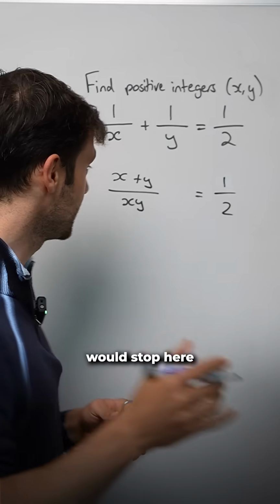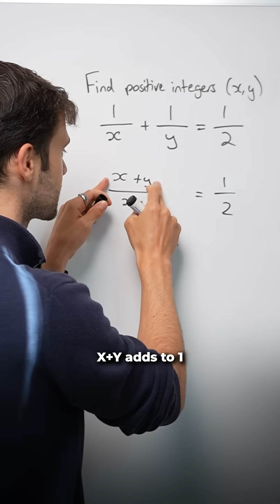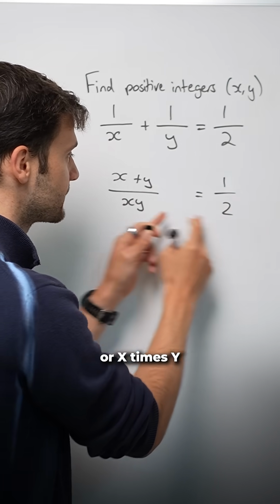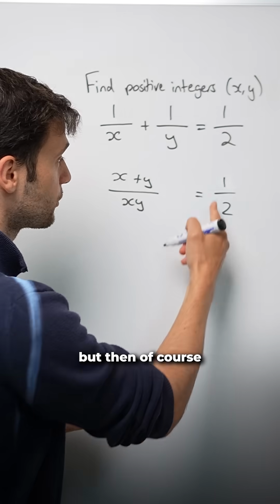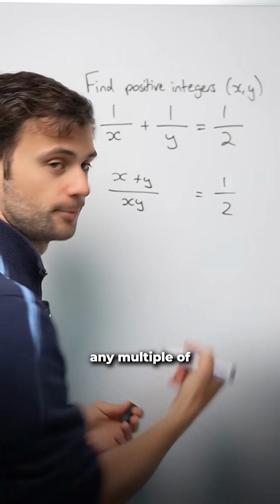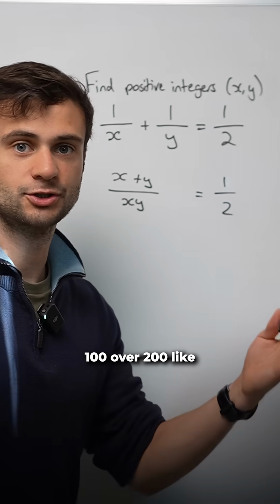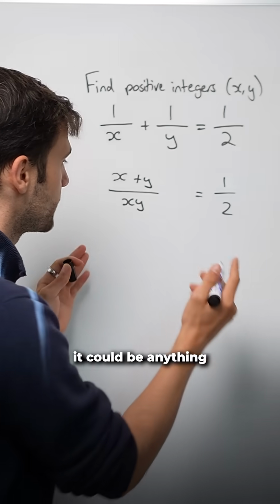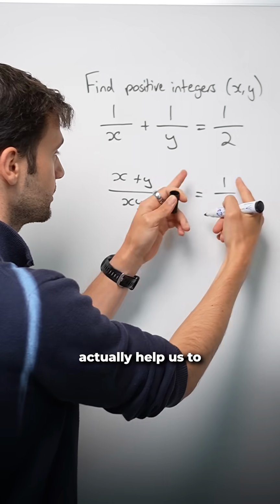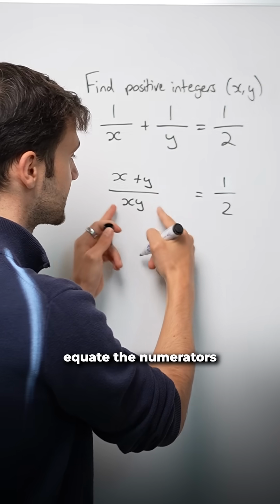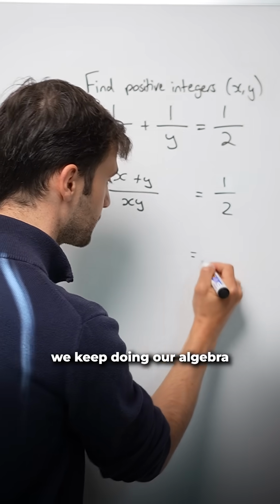Some students would stop here and then try and think, okay, well, what x plus y adds to 1? What x times y multiplies to 2? But then, of course, 1 over 2, this could be any multiple of 1 over 2. It could be, of course, 5 over 10, 100 over 200. Like, it could be anything. So that doesn't actually help us to equate the numerators and the denominators here. So we keep going. We keep doing our algebra.